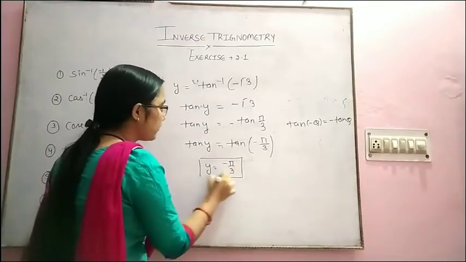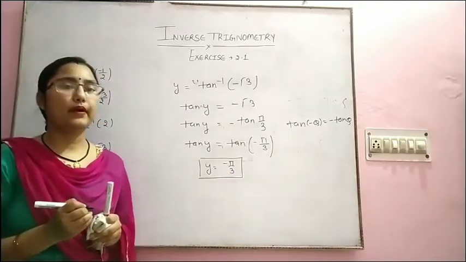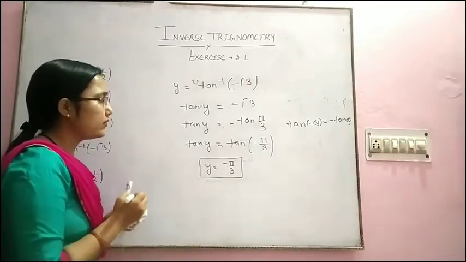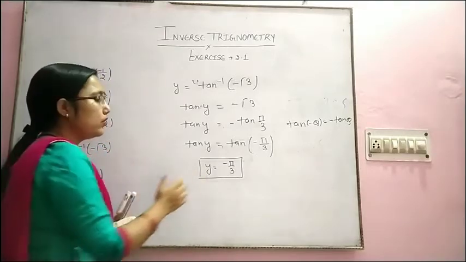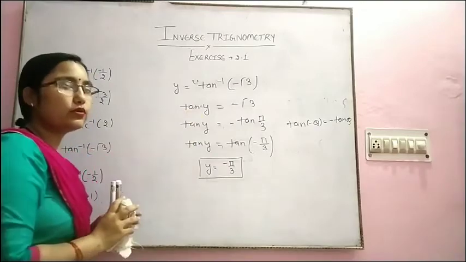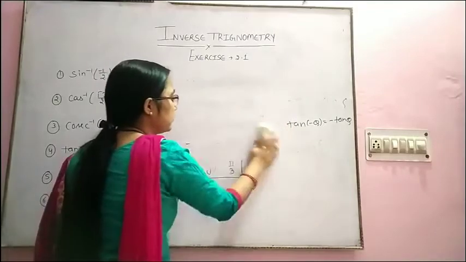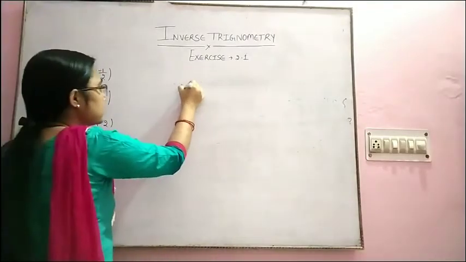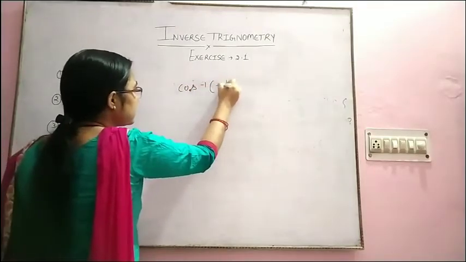And we all know that the range for tan inverse is minus pi by 2 to positive pi by 2, open bracket. So yes, minus pi by 3 lies within the interval. That's why y equals minus pi by 3 is the principal value for tan inverse minus root 3. Now come to the next question. This is cos inverse minus half.